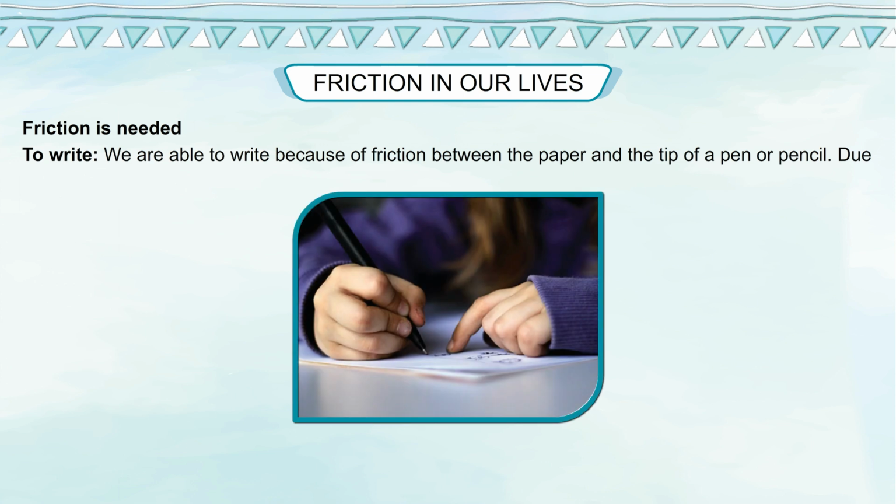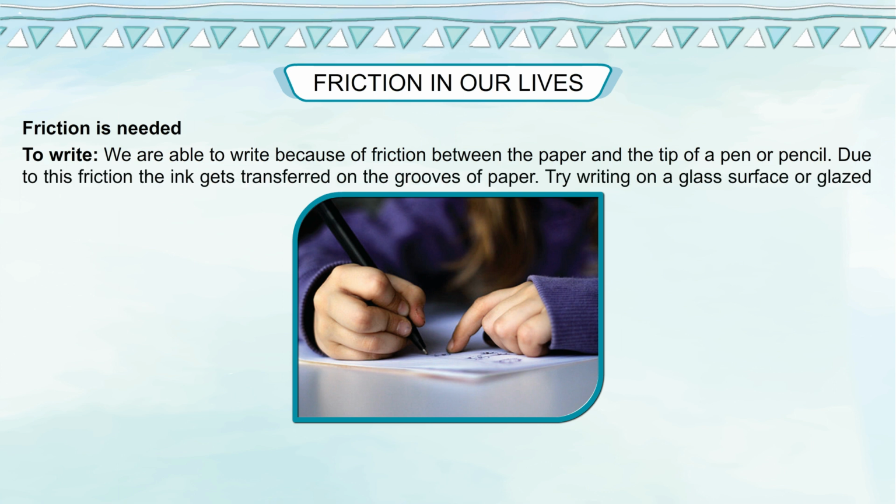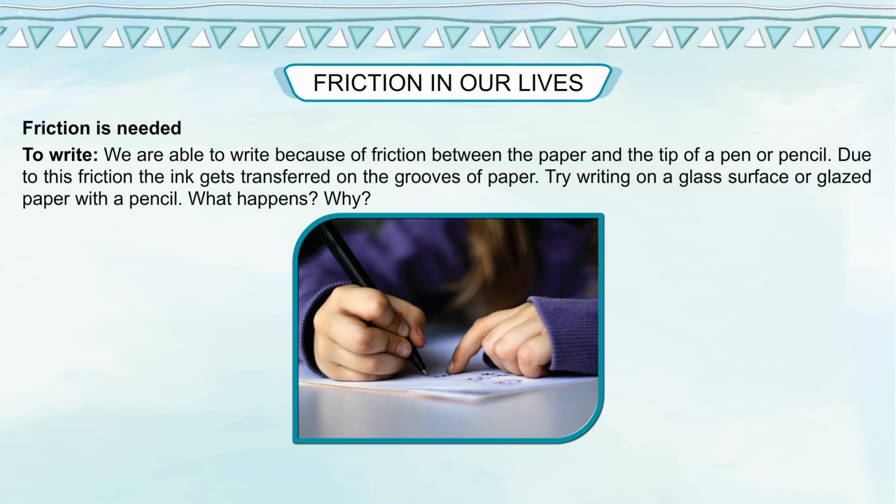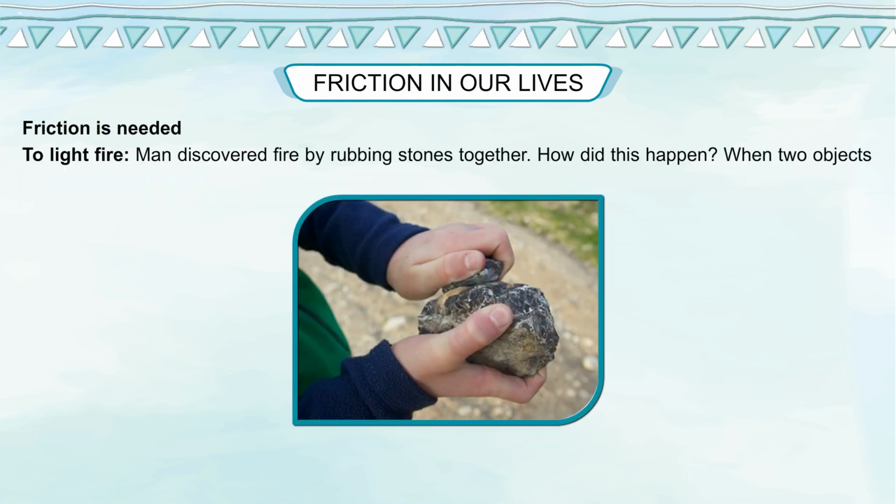To write. We are able to write because of friction between the paper and the tip of a pen or pencil. Due to this friction, the ink gets transferred on the grooves of paper. Try writing on a glass surface or glazed paper with a pencil. What happens? Why?